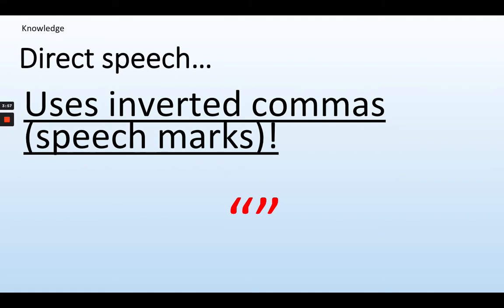Remember that direct speech uses inverted commas, which are sometimes called speech marks. I will use both terms today. If I say inverted commas, I mean speech marks. And if I say speech marks, I mean inverted commas. They're the same.